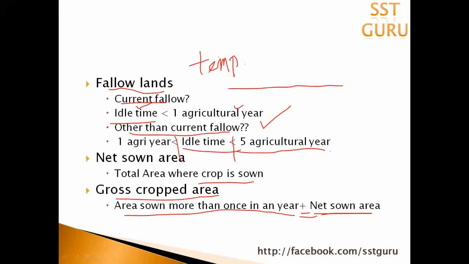Okay, it is the addition of area which is sown more than once in a year. You will be remembering what you read in your lower classes. Each period will have 6 months each, the rabi and kharif season. So some really gifted farmers cultivate two crops in a year, so they sow more than once in a year. And even that area plus the net sown area which is currently being sown just once accumulates to what is known as gross cropped area.